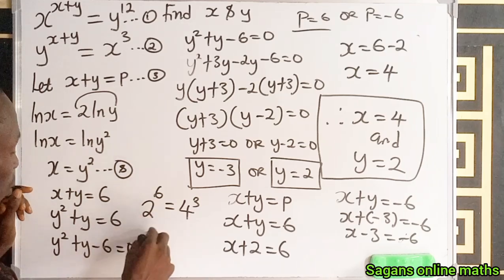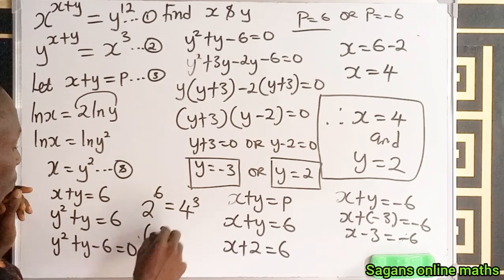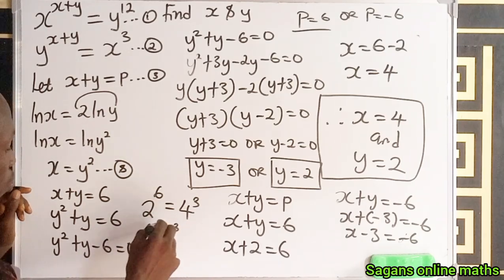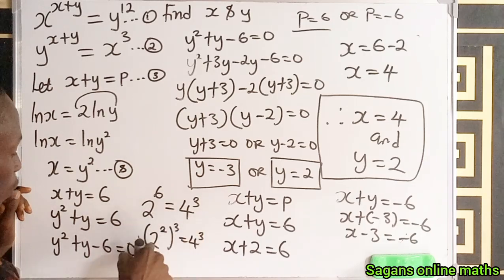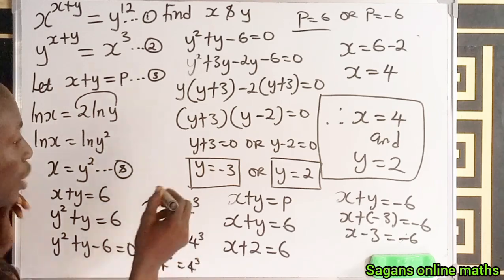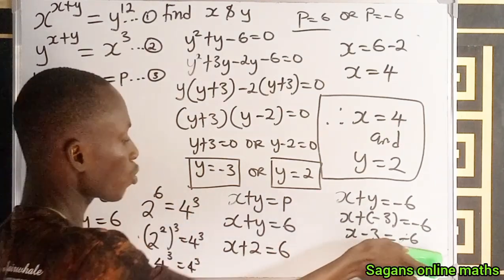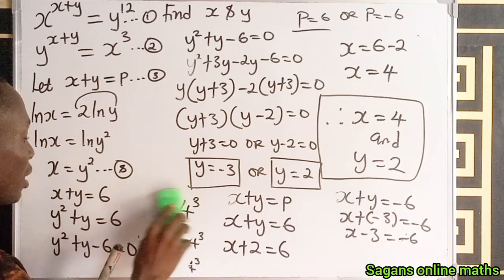What will I do to make this equal? Okay, I can write this as 2 to the power of 2, all to the power of 3, right? Because 2 to the power of 2 times 3 will give us 6, equals 4 to the power of 3. Now 2 to the power of 2 is 4, so we have 4 to the power of 3 equals 4 to the power of 3. And they are equal, so there's no doubt they are equal. So these are the values of x and y.